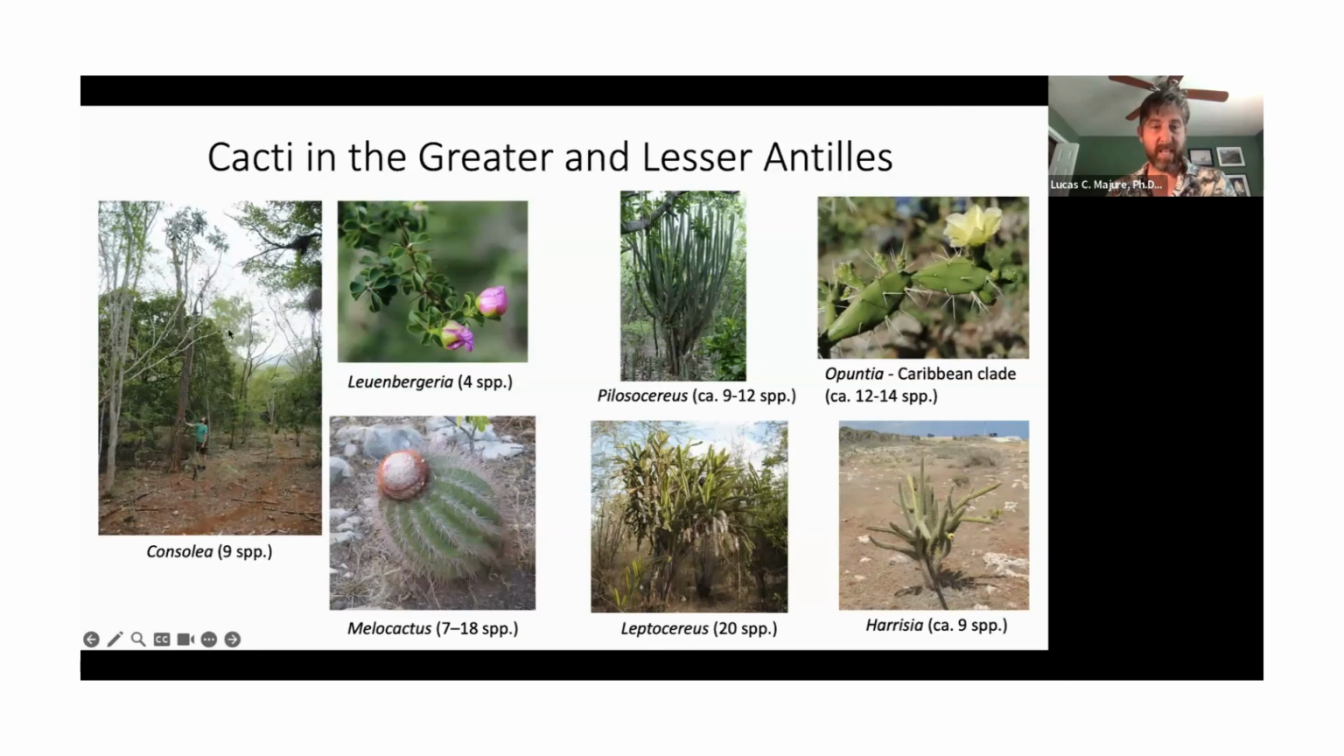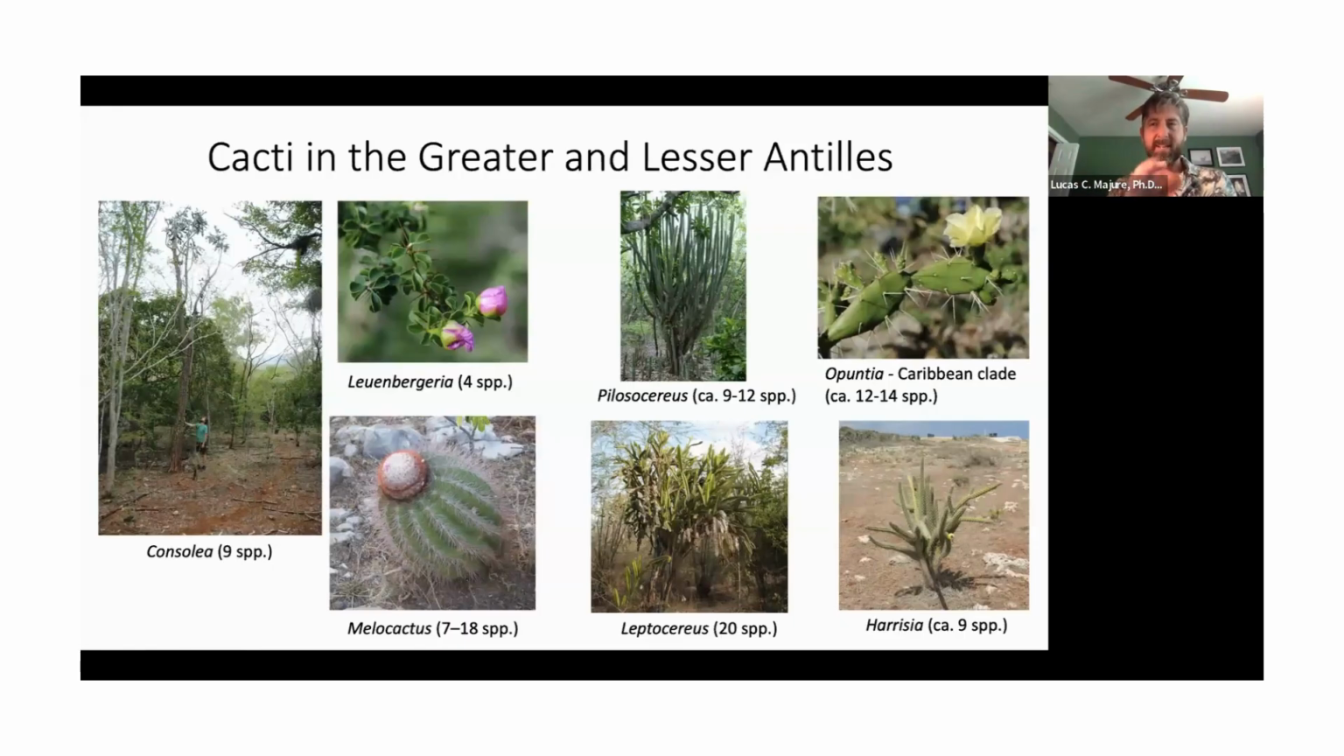So we have the genus Consolea of about 9 species, and those are Greater Antilles, Lesser Antilles. Genus Leuenbergeria, which is essentially restricted to Hispaniola and Cuba. Melocactus, 7 to 18 species, right? And that's something I'm going to dig into a little bit later.